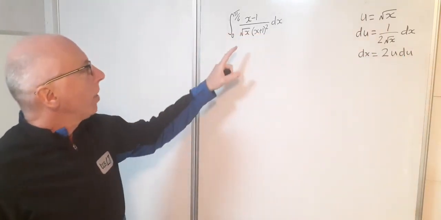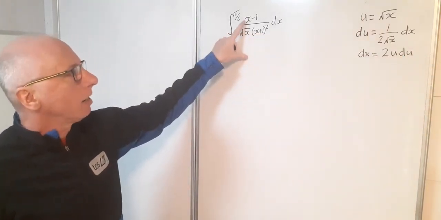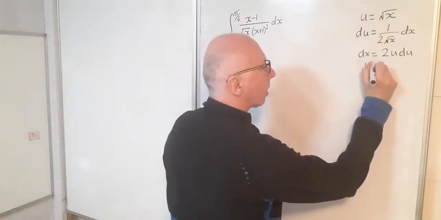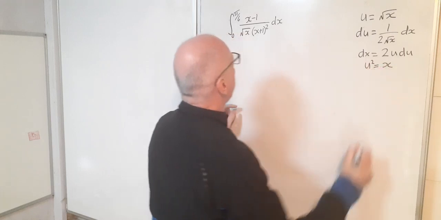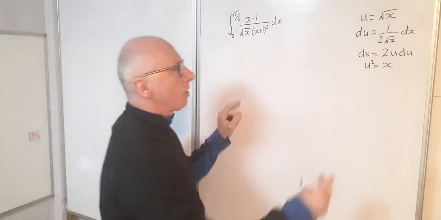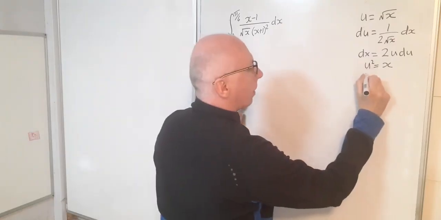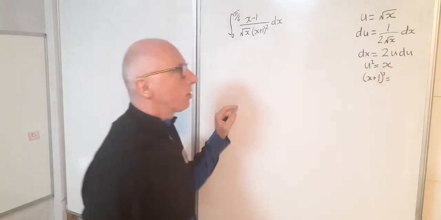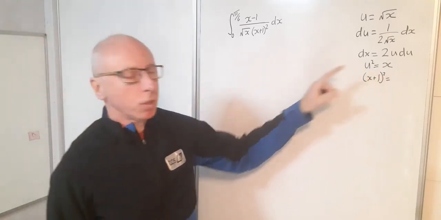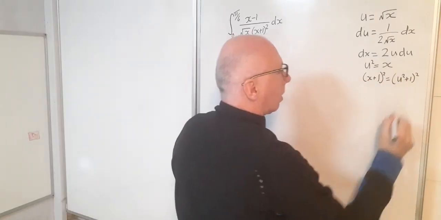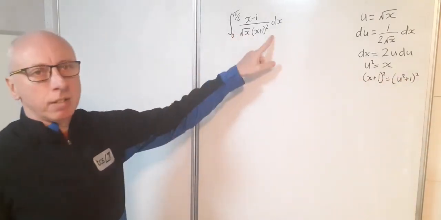And then a couple of other things. We've got an x here, so then we'll have u squared equals x. So let's just make a note of those. And we've got an (x plus 1) squared. So if I do x plus 1 squared, that's just going to give me (u squared plus 1) squared. So that's ready now just to plug it in.